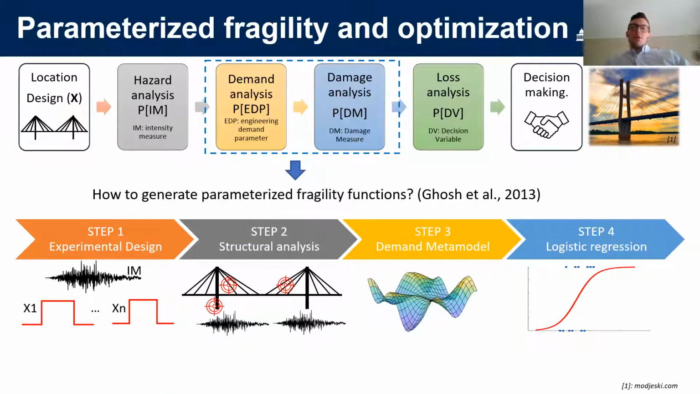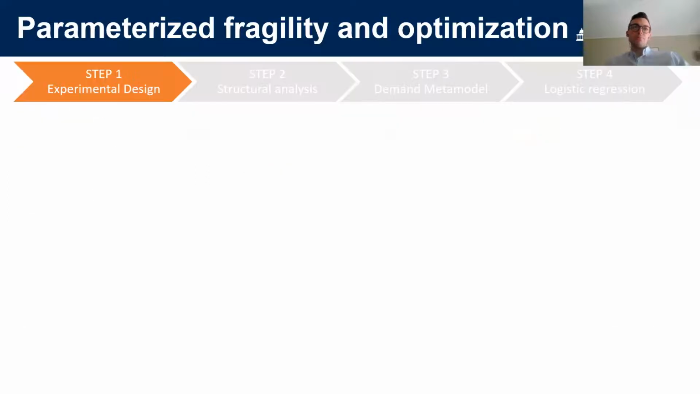So how can we obtain these parameterized fragility functions? We can follow a four-step procedure, which starts from an experimental design, implements the concept of metamodels, and ends up with the logistic regression. So now we'll go briefly through these steps before moving to the application.